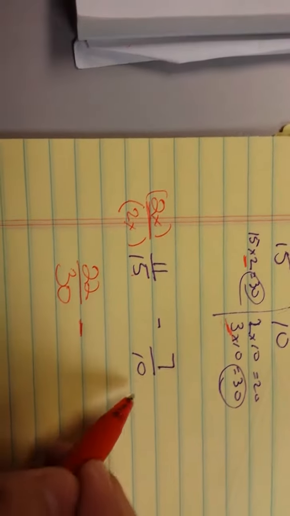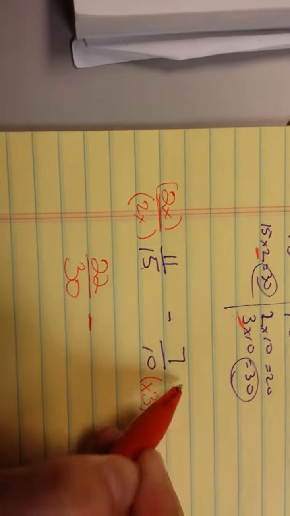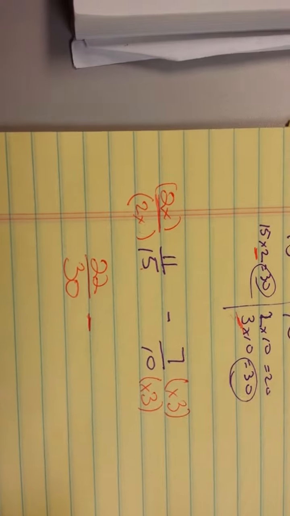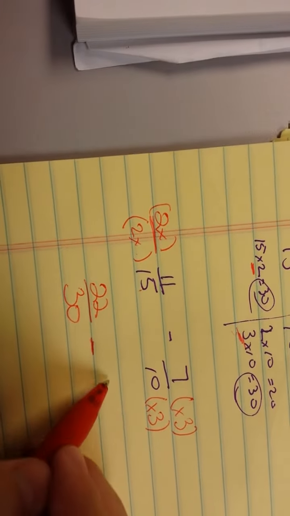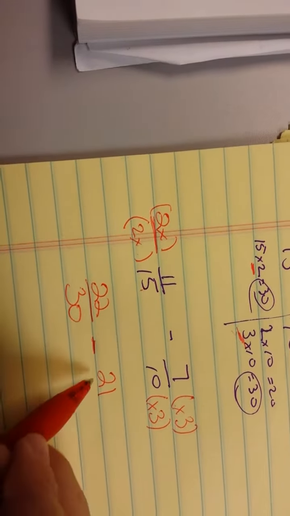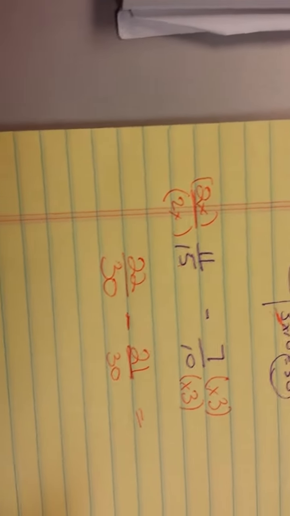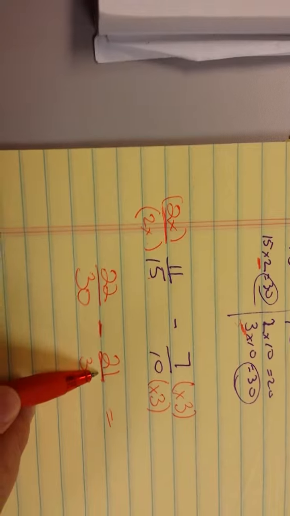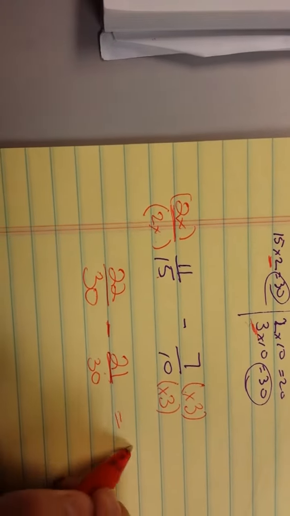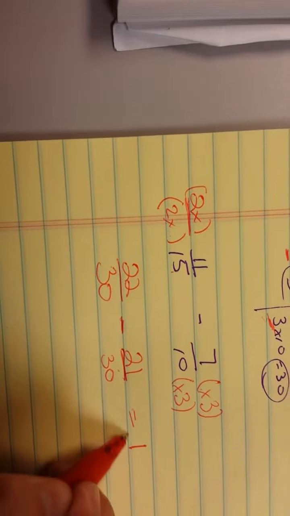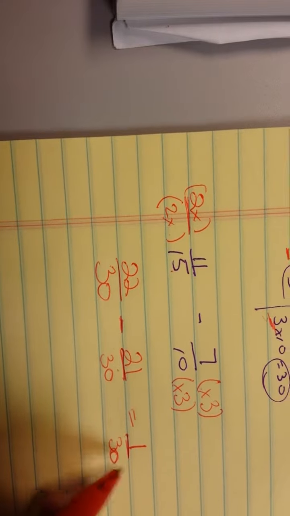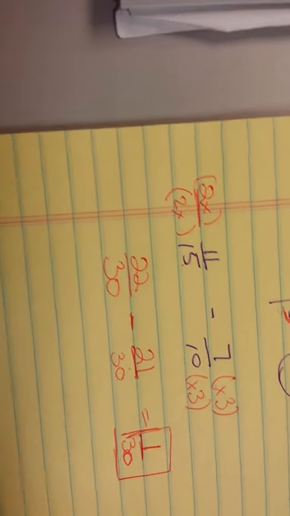How do we get 10 to equal 30? Well, we multiply that by 3. So we do the same thing to the top of the equation that we do to the bottom of the equation, and we get 3 times 7 is 21, and 3 times 10 is 30. Now we're going to subtract. 22 minus 21 is 1, and 30 stays the same. The denominator does not change.